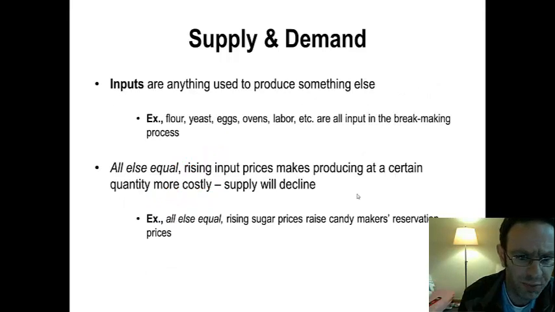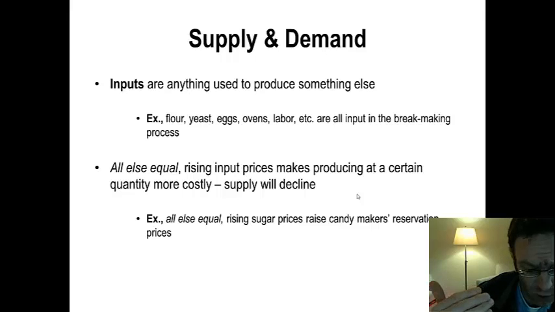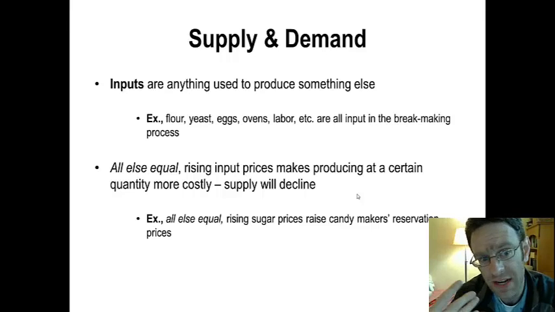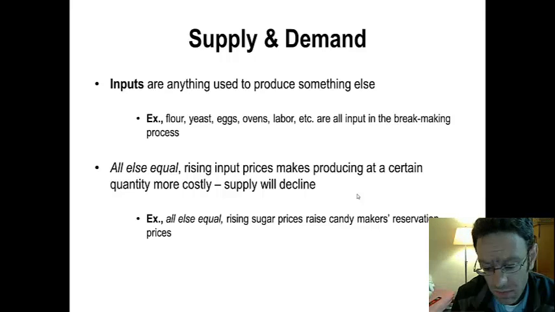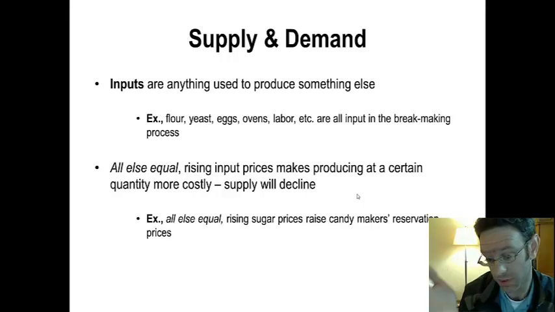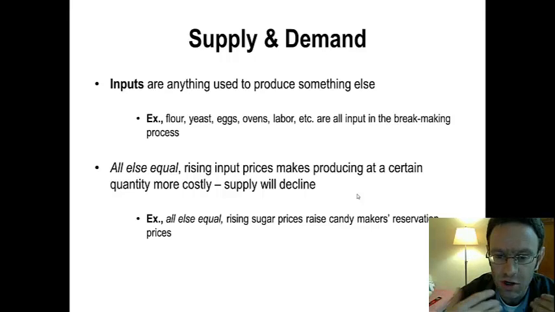With input and input prices, it's important to think about what inputs actually are by definition. Think of an input as anything that goes into the production process. If the prices of inputs rise, all else equal, we can expect the costs of production to rise, and as a result, the supply curve will shift up and to the left, a decrease in supply. We can expect sellers to require a higher price to produce any particular level of output.